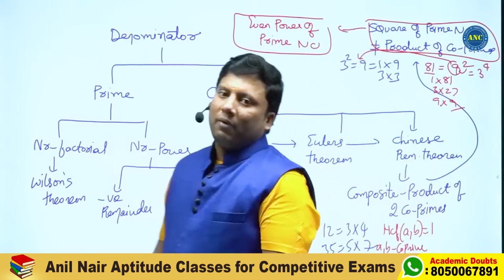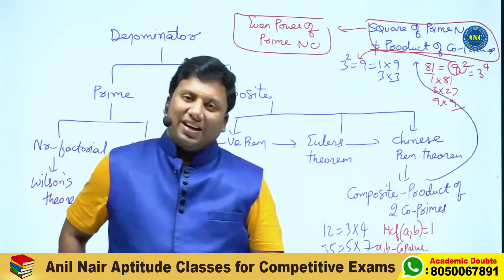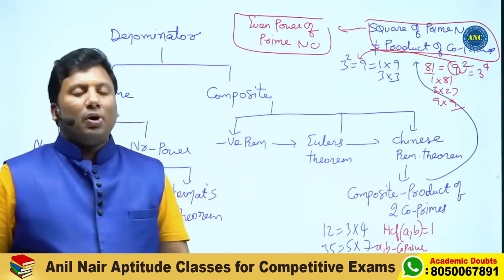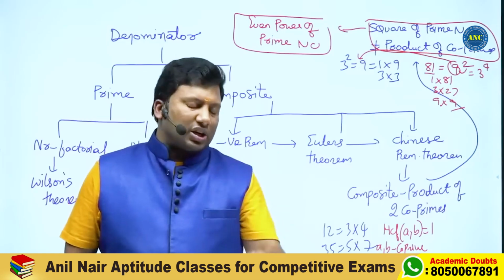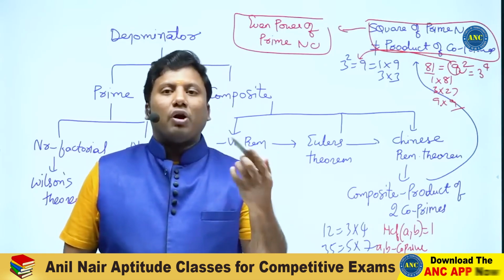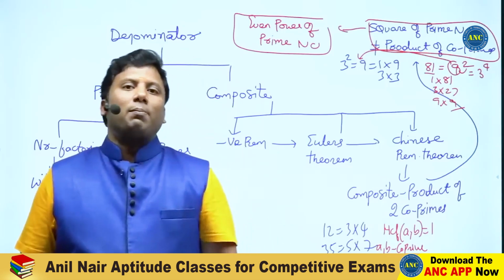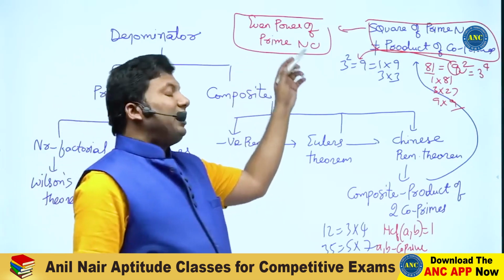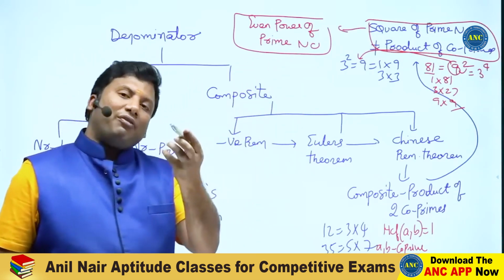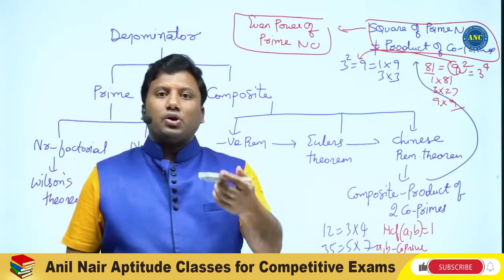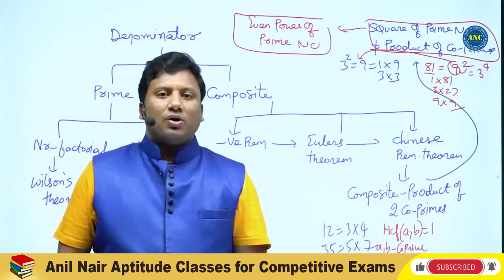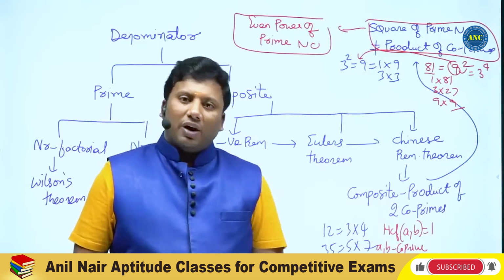Suppose even power, 2 power 4, 16. How can you write 16 as a product of coprimes? 1 into 16, 2 into 8, 4 into 4. HCF of the two numbers is never 1. Suppose I take 5 power 4, 5 power 4 is 625. 1 into 625, 5 into 125, 25 into 25.